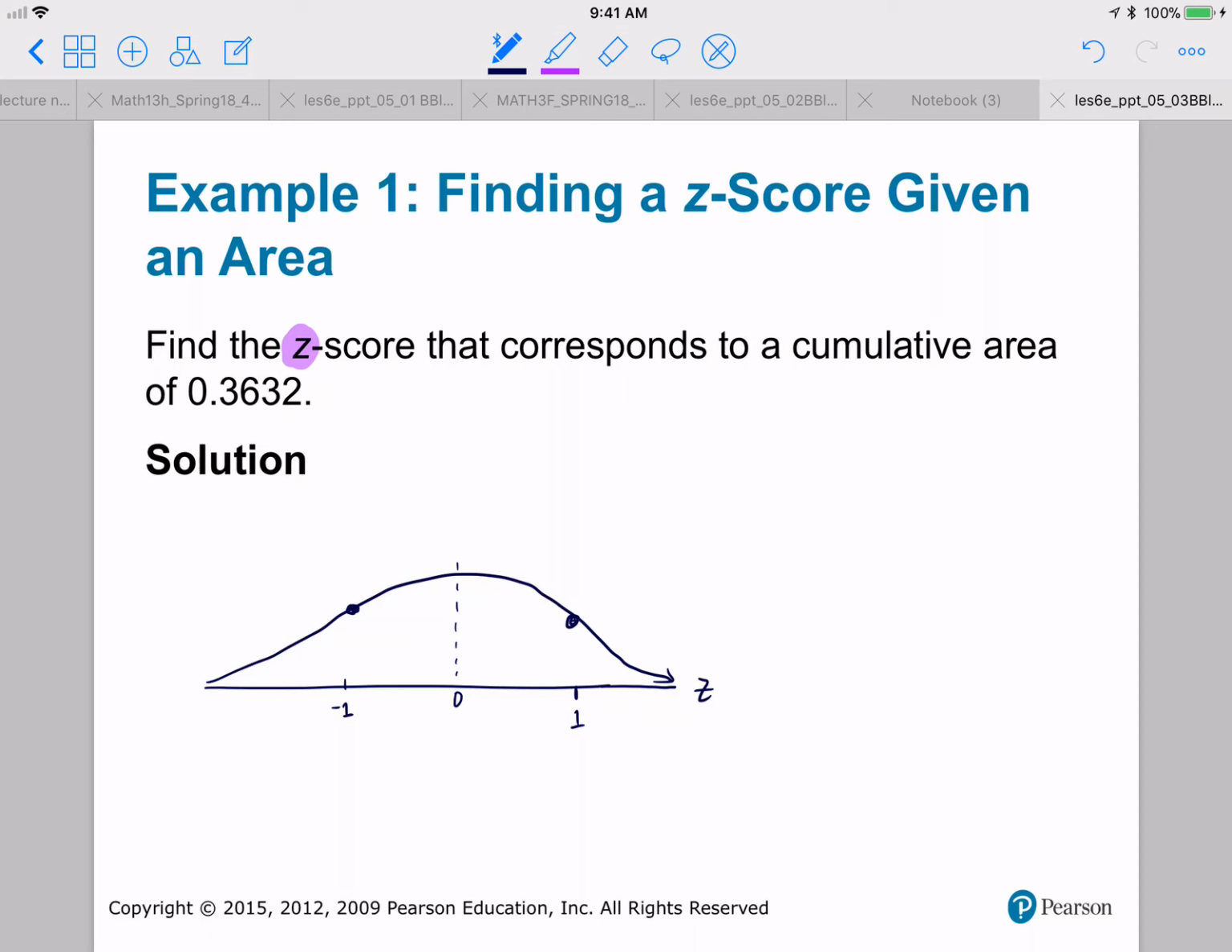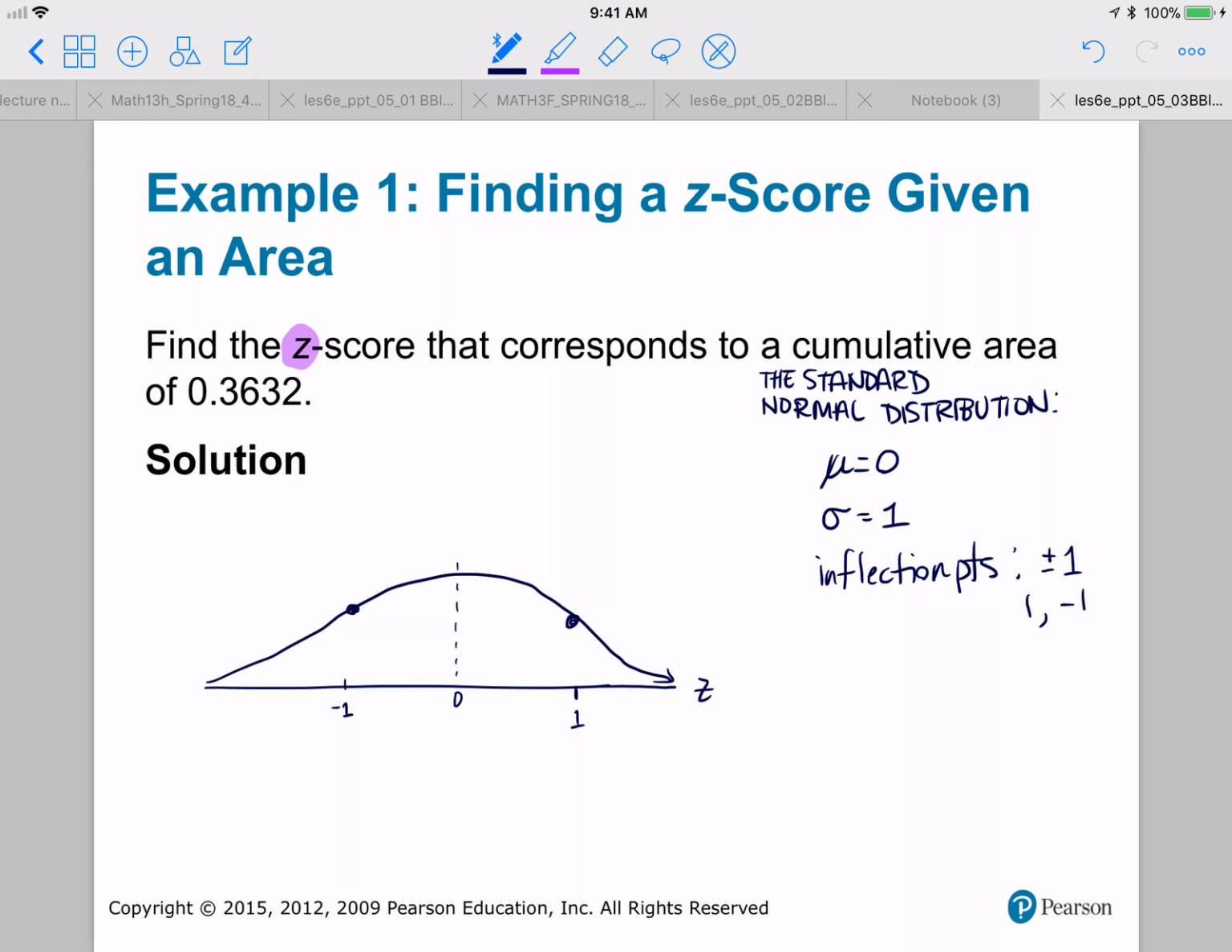Remember that the standard normal distribution has mu equal to 0, sigma equal to 1. So your inflection points are at plus and minus 1, right? 1 and -1. And your center is at 0.